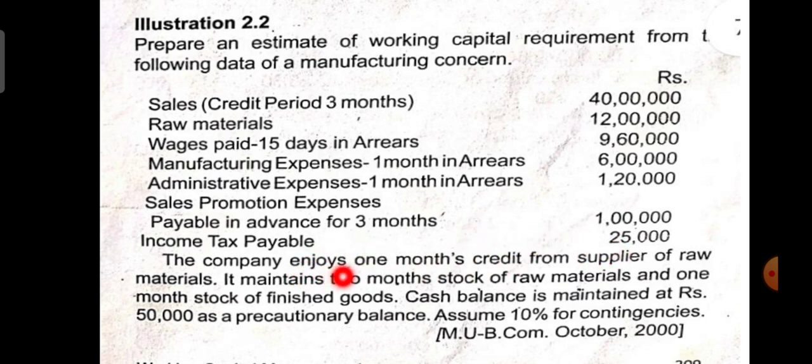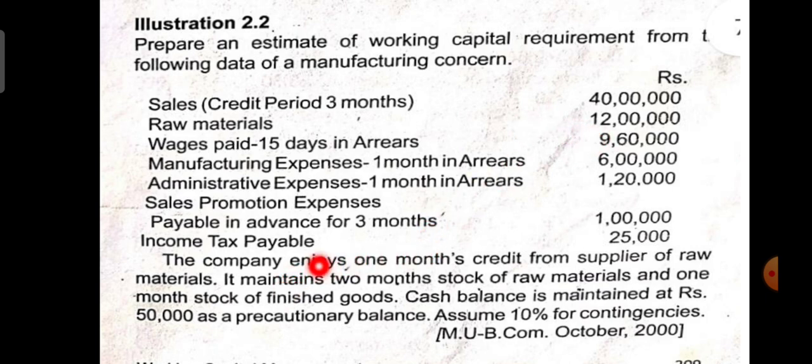Then the company enjoys 1 month credit from suppliers of raw materials. So that means this adjustment is relating to creditors. So 1 month credit period is allowed by suppliers, that means by creditors. So what is the amount of raw material creditors? That is raw materials, here it is given, this one. So 12 lakh into 1 by 12.